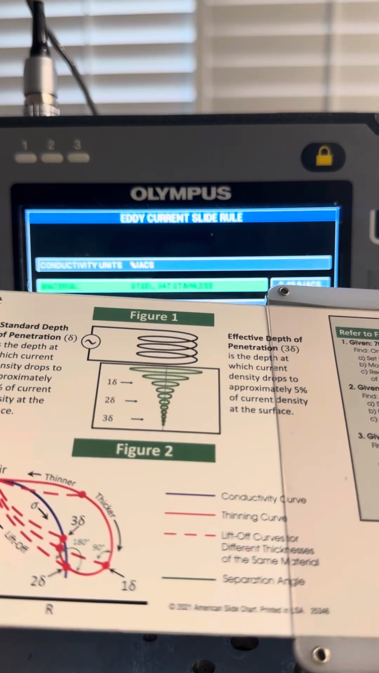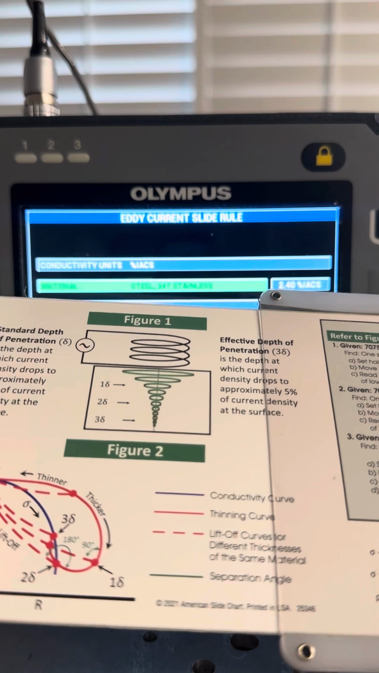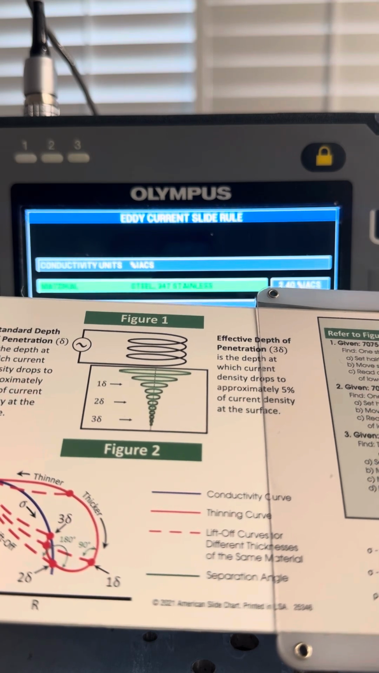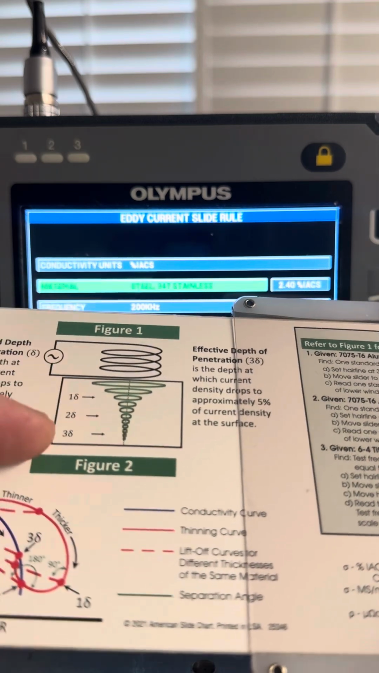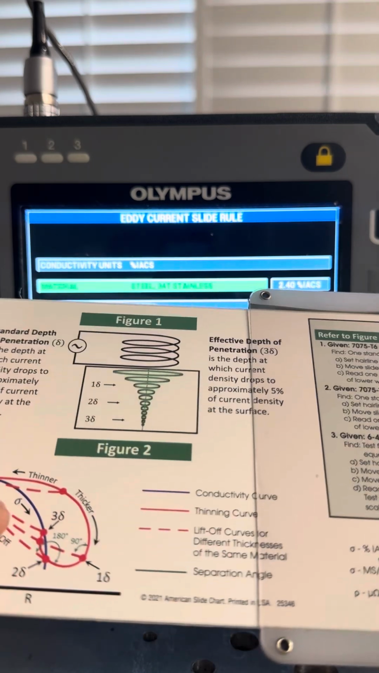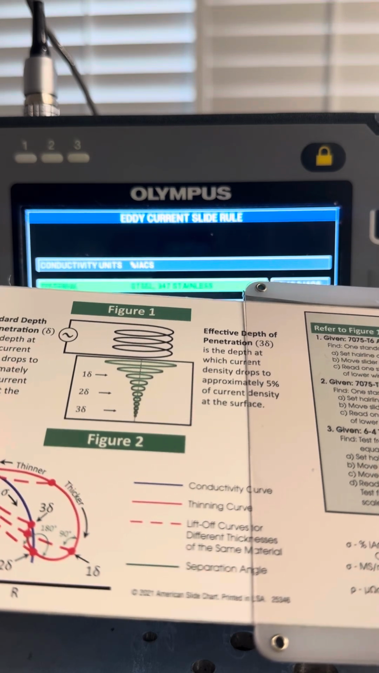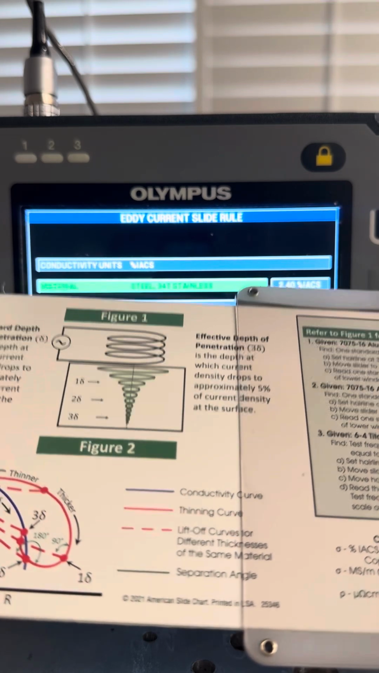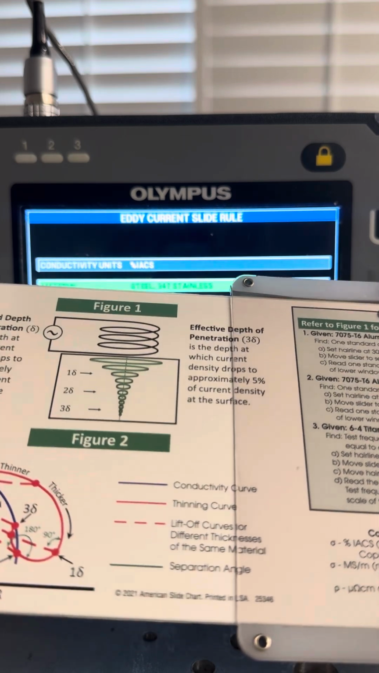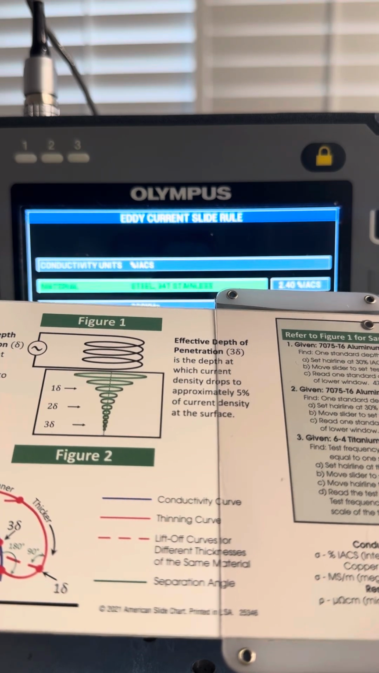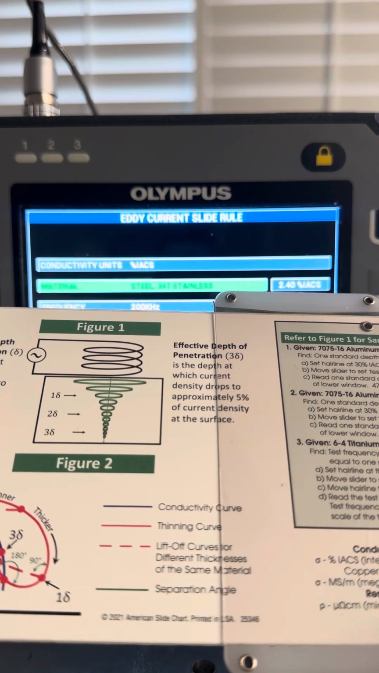And then the thinning curve, conductivity curve, and lift-off locus will help you understand how different standard depths of penetration correlate to a thinning curve. You can see right there where it meets the conductivity curve. That's where you've got about 5% of your eddy currents available for use, so they're pretty useless.